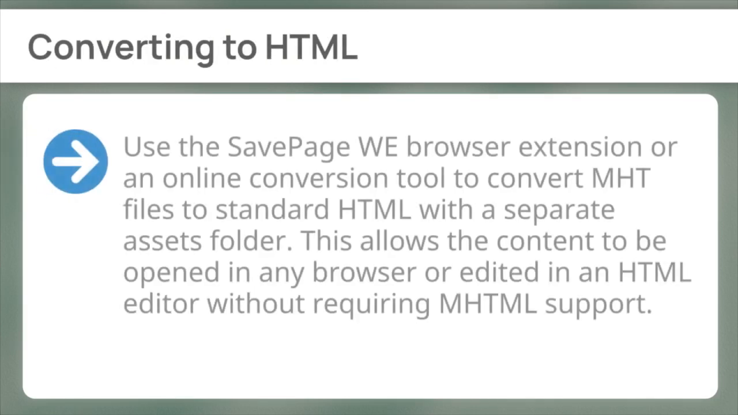Next, converting to HTML. Use the Save page WE browser extension, or an online conversion tool to convert MHT files to standard HTML with a separate assets folder. This allows the content to be opened in any browser or edited in an HTML editor without requiring MHTML support.